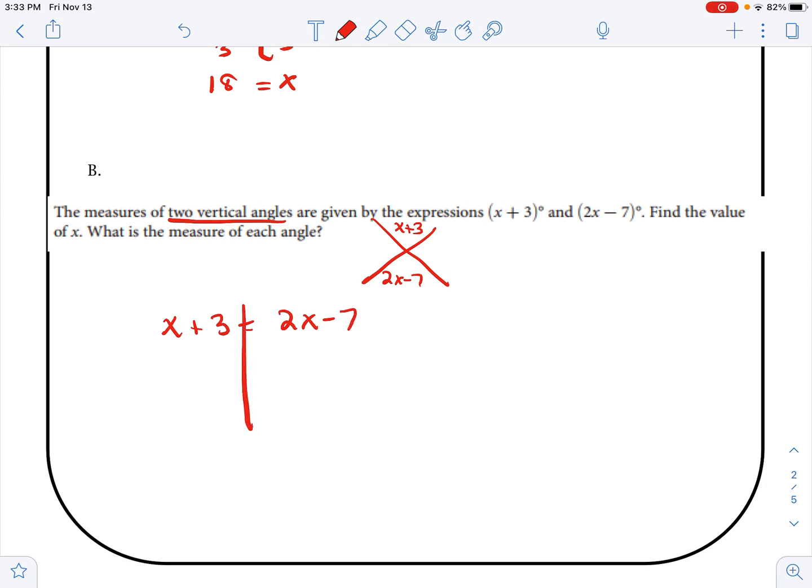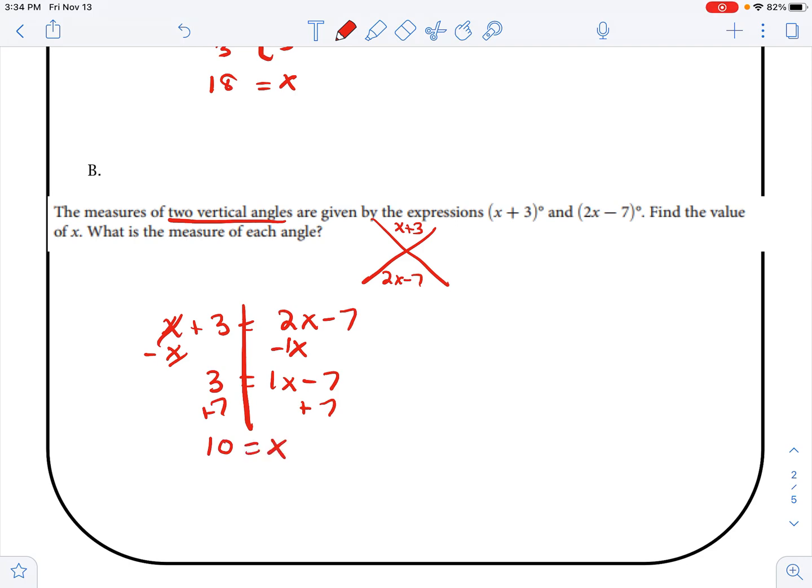So I draw my line. I want to get the x's on the same side. So I'm going to move the smallest x by subtracting it. So I have 3 is equal to 2 minus 1 is 1x, or I could just say x. I would add 7, and 10 is equal to x.